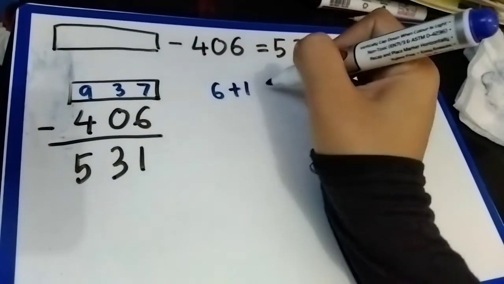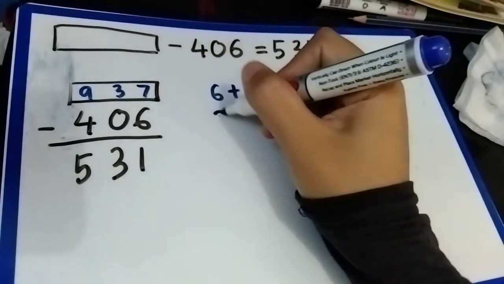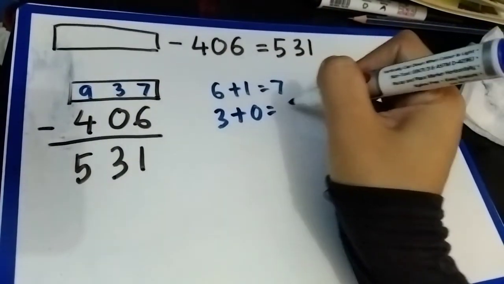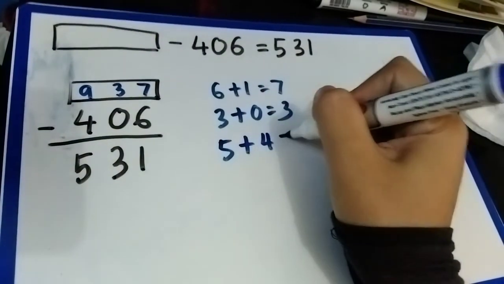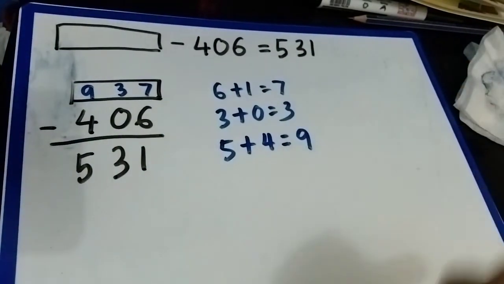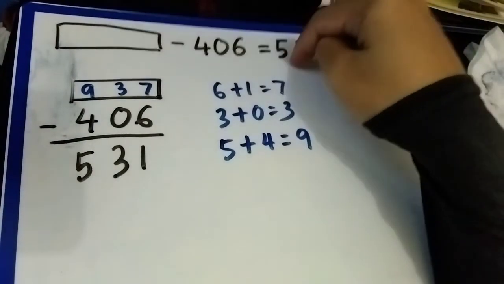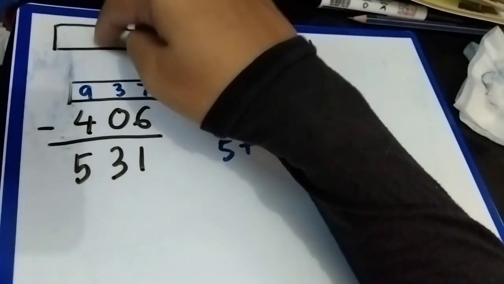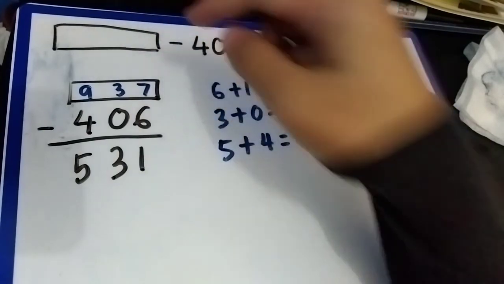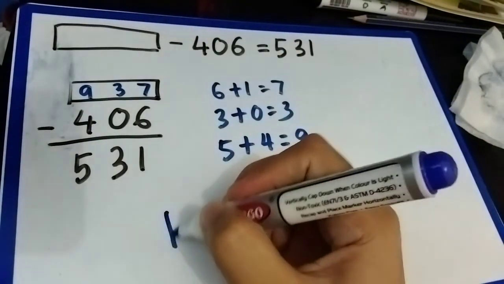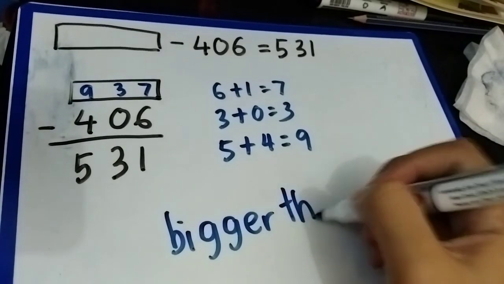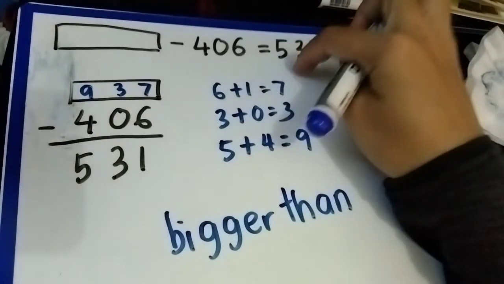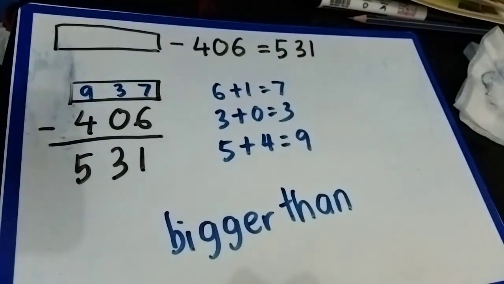You have to add the answer plus another number, and then you get the first number. Okay, the first number of this, you have to add this number, and then you will get the first number. The first number should be, okay, it has to be bigger than this other number, because you're going to subtract it. Okay, that's all for today.